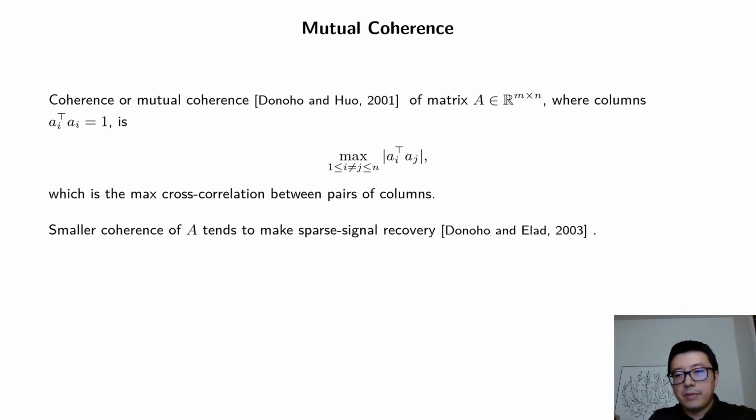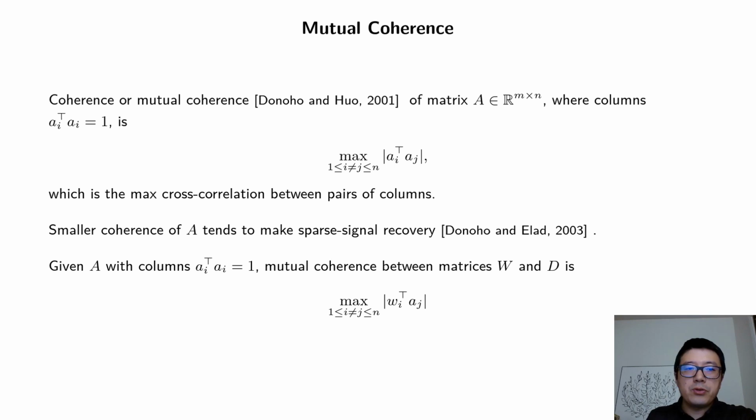Well, we resorted to this concept called coherence. Some people call it mutual coherence. So the coherence of a matrix with normalized columns is the maximum absolute value of the inner products of different columns, which is the maximum cross correlation between pairs of columns. If we have a low coherence, sparse recovery from the measurement using A will be easier. And this was shown by Donoho and Elad back in 2003.